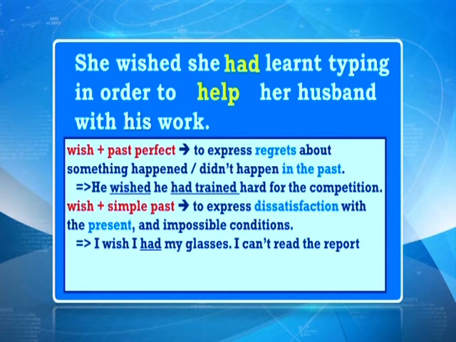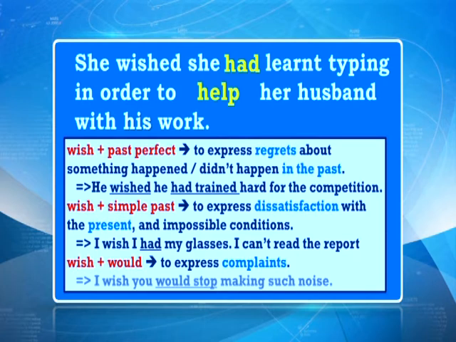So it can help me to read the report better. Okay, so wish can also be used with would, followed by a verb, to express complaints. If you are complaining about something and you want to express your annoyance, then you use this structure: wish followed by would. For example, I wish you would stop making such a buzzing noise.